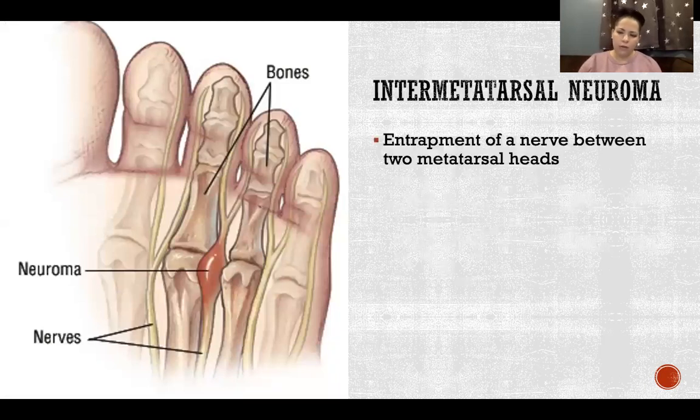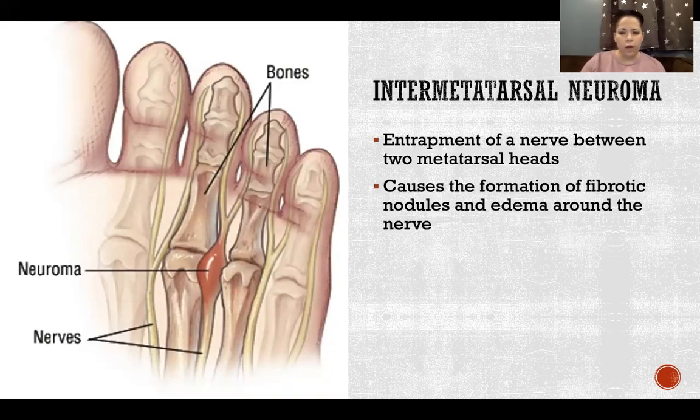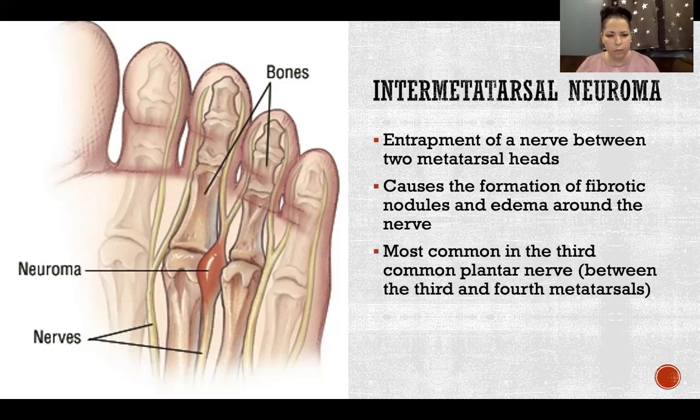Intermetatarsal neuroma. It's entrapment of a nerve between two metatarsal heads. Okay, so we've got these plantar nerves, these common plantar nerves that we see in the picture here, and they're going in between the metatarsal heads like we see here. So when there is a lot of pressure, like compressive force from the sides of the foot, compressing at the ball of the foot where the metatarsal heads are, that excessive compression chronically will cause a neuroma to form. So it's a formation of a fibrotic nodule and edema of that nerve.